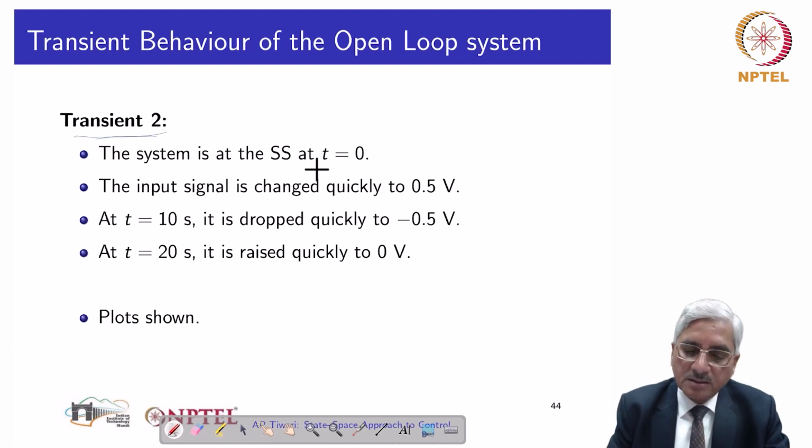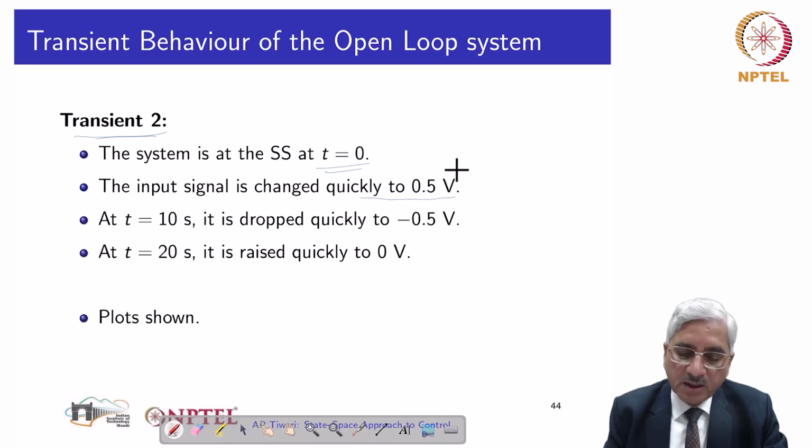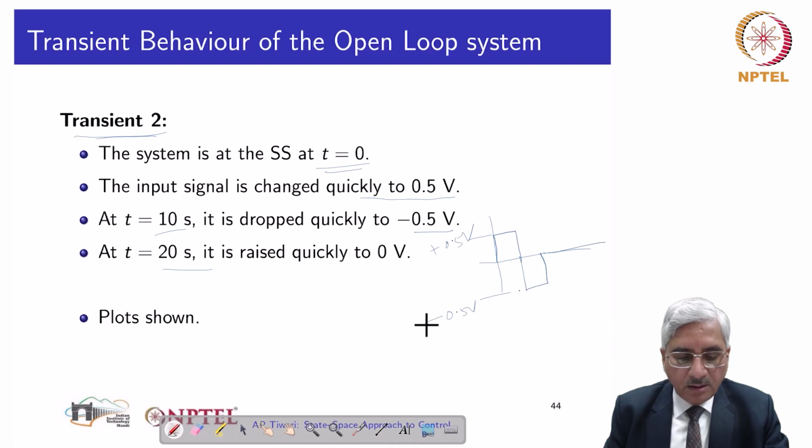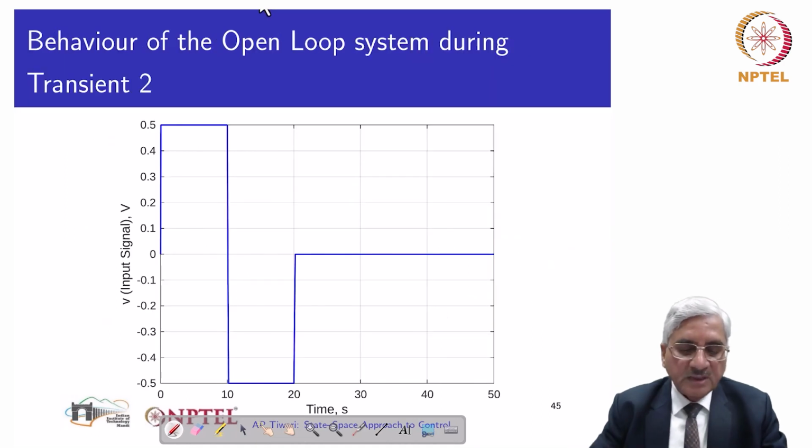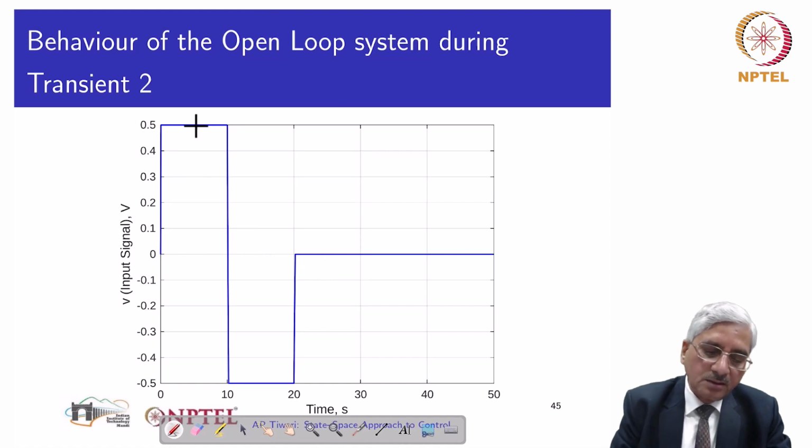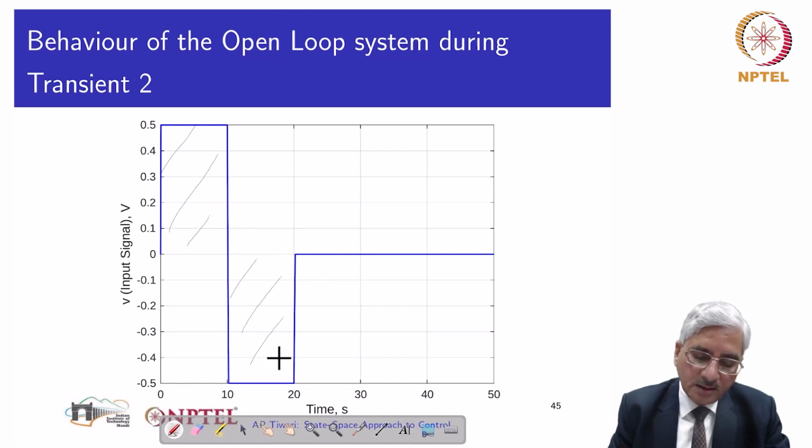Now again the system is at steady state at initial t equal to 0. The waveform of input is now different. It is changed to 0.5 volt, kept there for 10 seconds, then dropped to minus 0.5 volt, kept there for another 10 seconds. So the entire transient duration is 20 seconds. So it is a positive pulse followed by a negative pulse, both of the same magnitude, plus 0.5 volt and this side minus 0.5. This is the input signal. This area and this area are exactly equal.